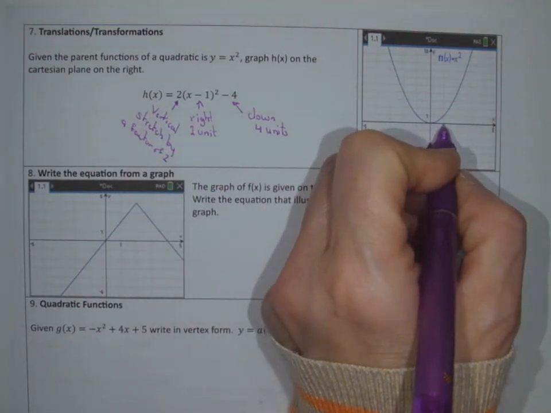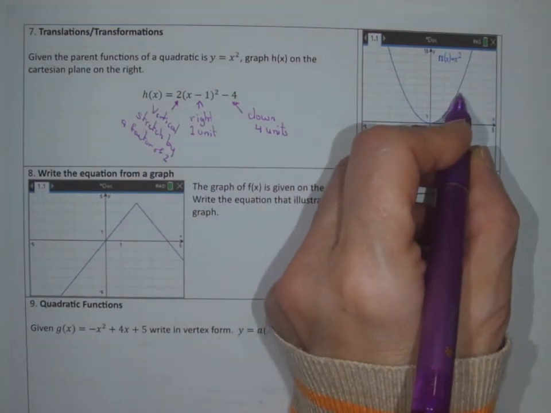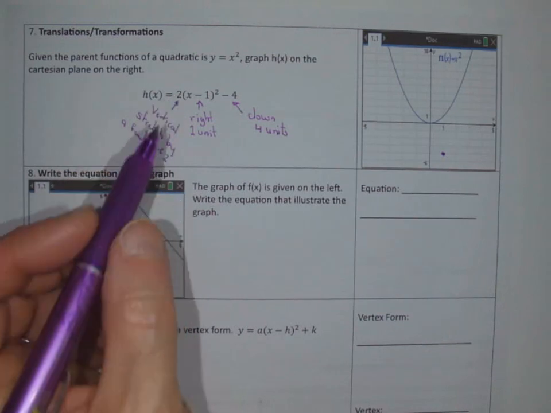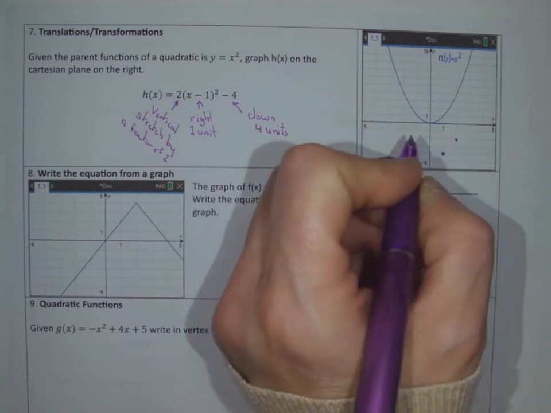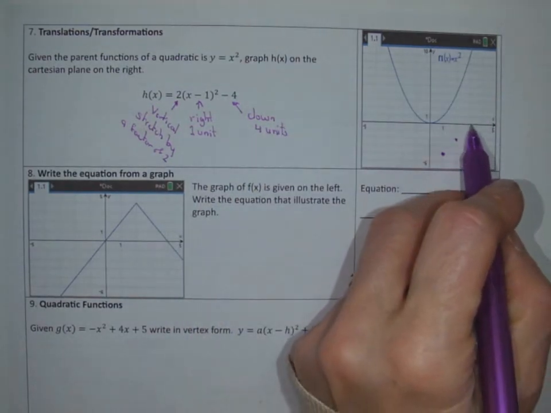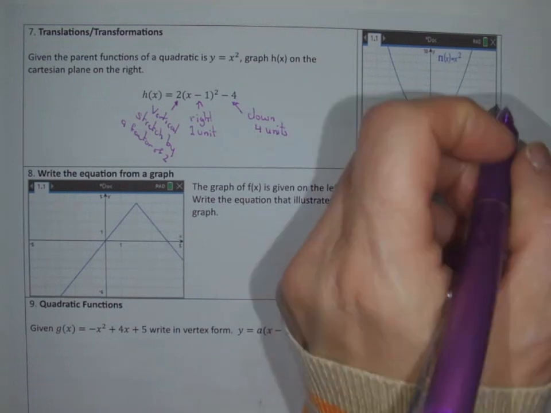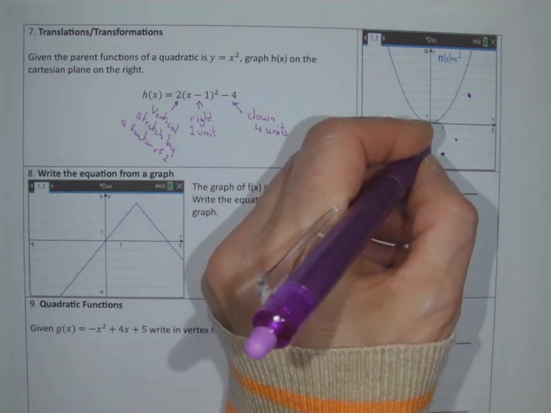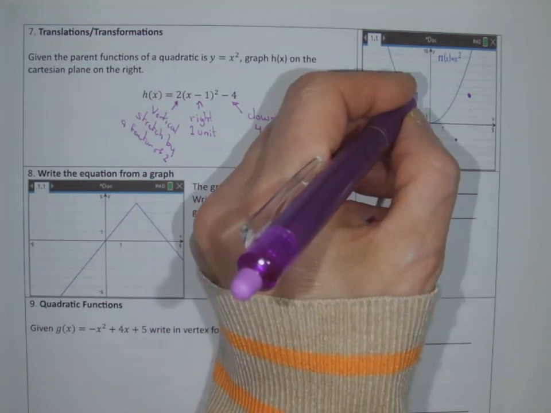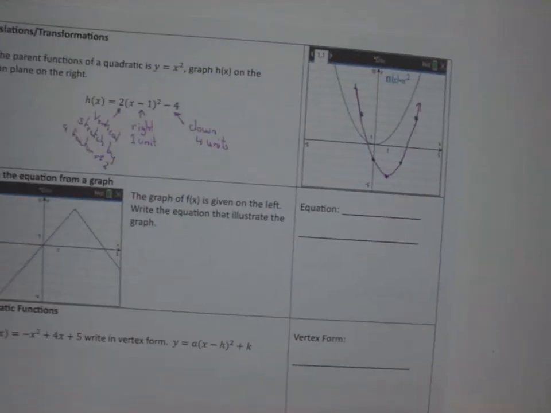The parent function goes over 1 up 1 and then over 1 up 3. We have a vertical stretch of 2, so all of that is going to be multiplied by 2. So over 1 up 2 instead of 1, and then over 1 up 6, right? Multiply everything by 2. And then we use the symmetry to do the one on the other side. 6, right there. And I'm going to kind of turn my paper because it's easier to draw this way. And there is my function, okay?